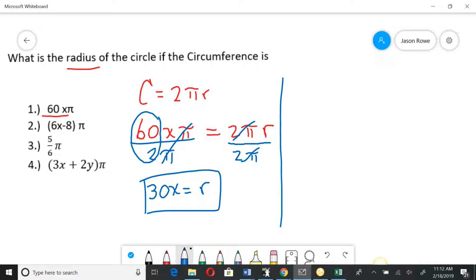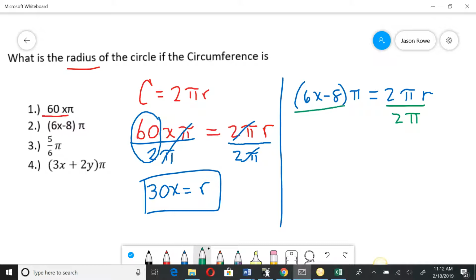Well, what happens if you're given an expression like this? Nothing really changes. I'm still going to replace C with that given value. So I've got 6x minus 8 pi equals 2 pi r. I'm still going to divide both sides by 2 pi, and those cancel out on that side, leaving me with just the radius.